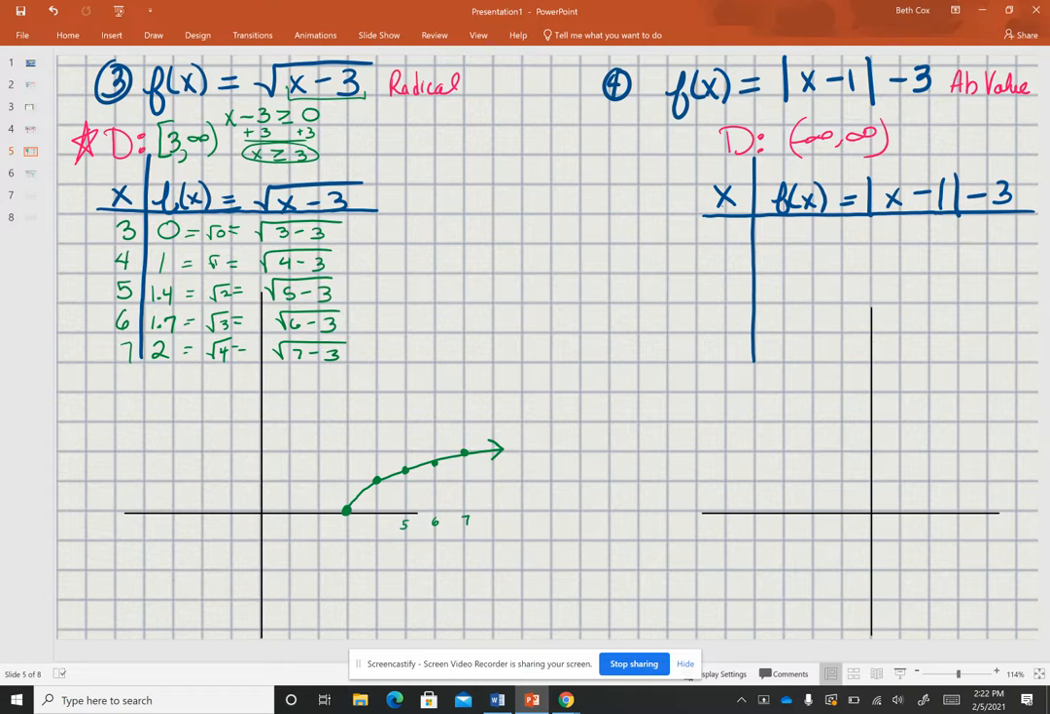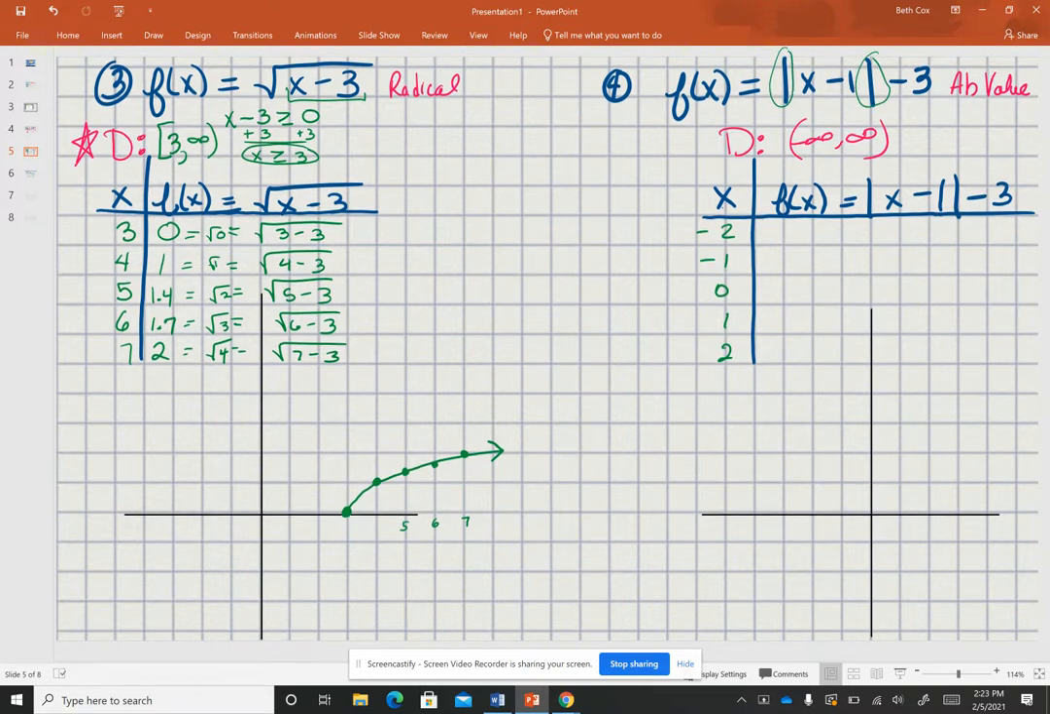All right. Now, let's look at the absolute value. The domain, again, for absolute value is negative infinity to positive infinity, which means I can do any number I want to. So I'll just do my traditional -2, -1, 0, 1, 2. And then I'm going to plug these into absolute value. Now, some people may not know what absolute value means. It's these vertical bars here. That's the absolute value symbol. And the absolute value is the distance away from 0. It is a positive number. No matter what is inside the bars, once you do the bars, you get a positive number.